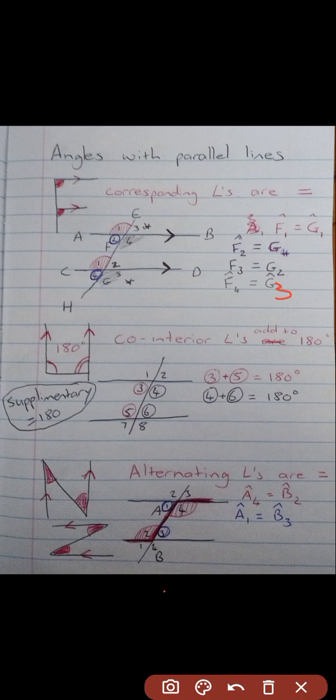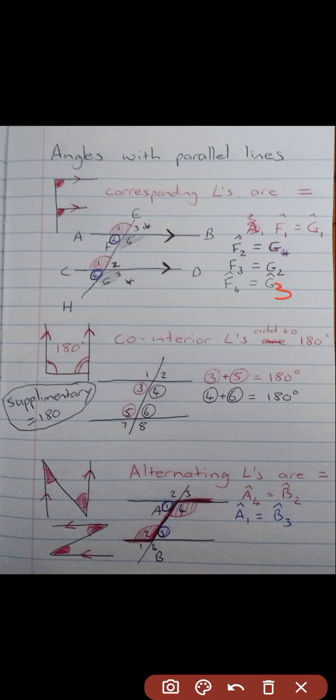Okay, then co-interior angles. If you've got a U, then they're both on the inside, because interior means inside. Co-interior means they're inside together. But co-interior angles are not equal. They add up to 180 degrees. Another word for that is supplementary. So co-interior angles are supplementary.